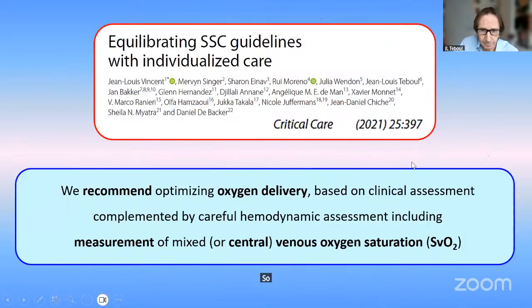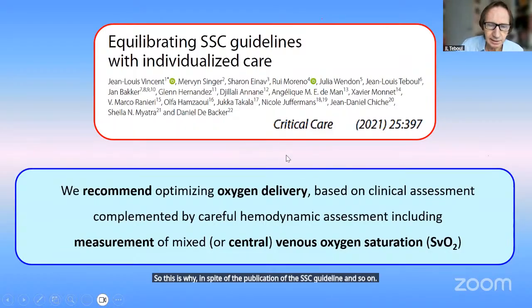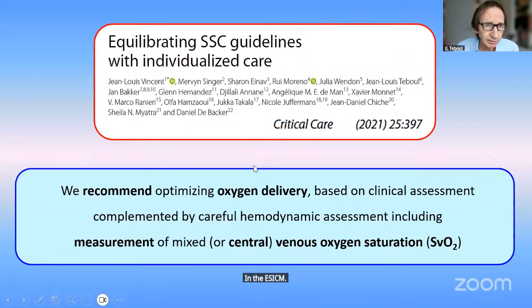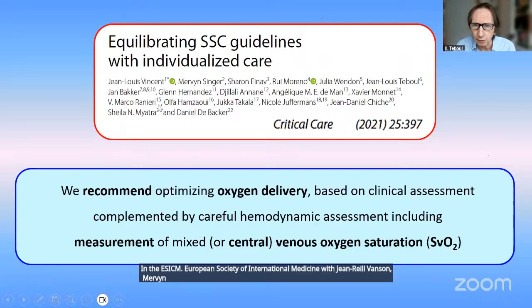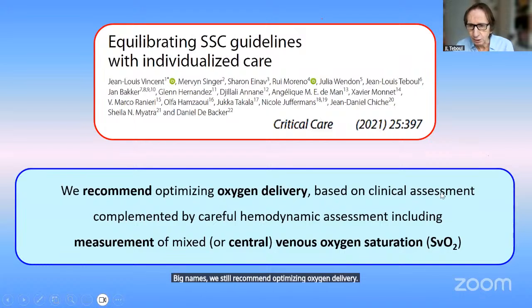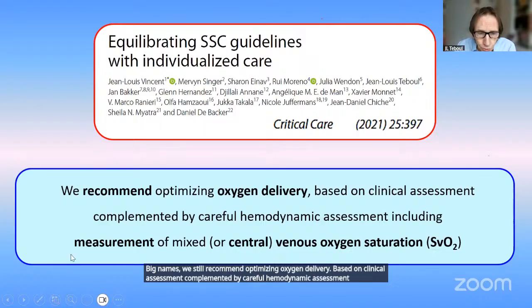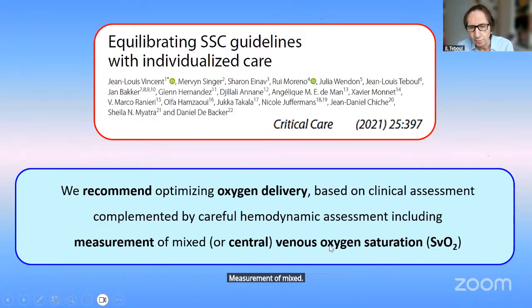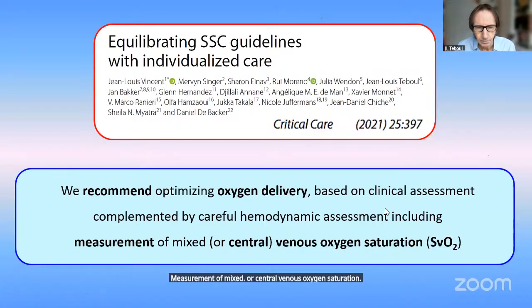This is why, in spite of the publication of the SSC guideline and so on, in the ESICM, European Society of Intensive Medicine, with Jean-Louis Vincent, Mervyn Singer, Daniel De Backer, big names, we still recommend optimizing oxygen delivery based on clinical assessment complemented by careful hemodynamic assessment, including measurement of mixed or central venous oxygen saturation.